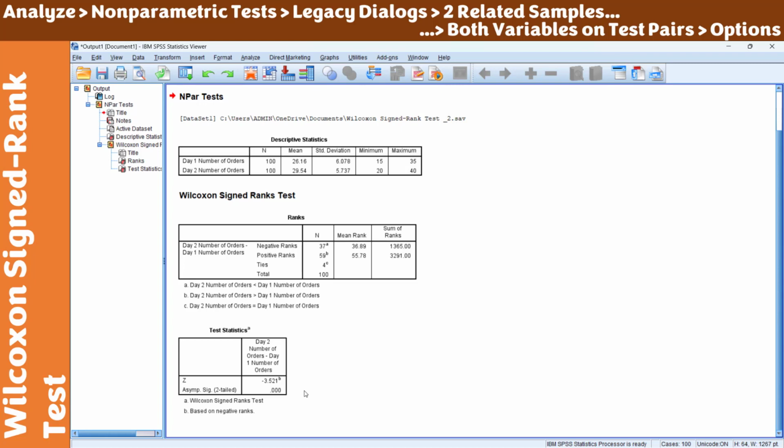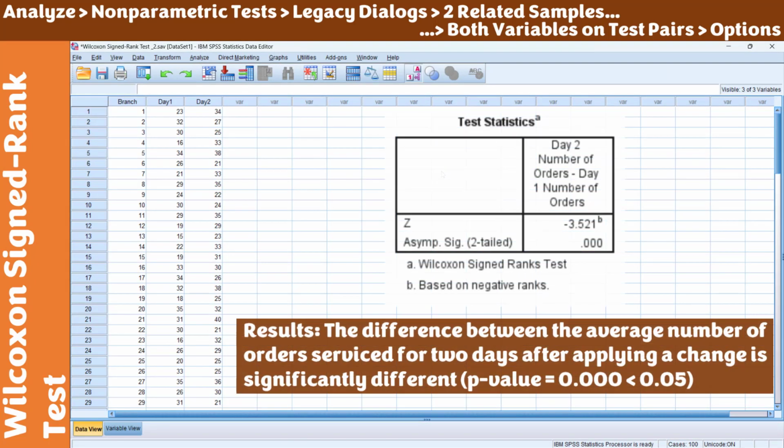The hypothesis stating that there is no significant difference between the means of the number of orders serviced from day 1 and day 2 after an implemented change. We reject that. That would mean there is now a significant difference. That would mean this difference here of, let's say, 3 point something is enough for us to say that the difference is significant. Because of this p-value, going back to our data, we could say now that the differences after an implemented change are significant.